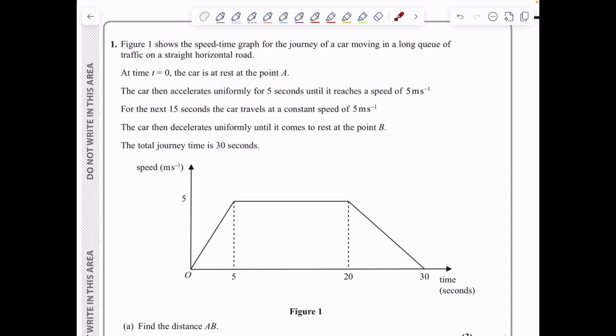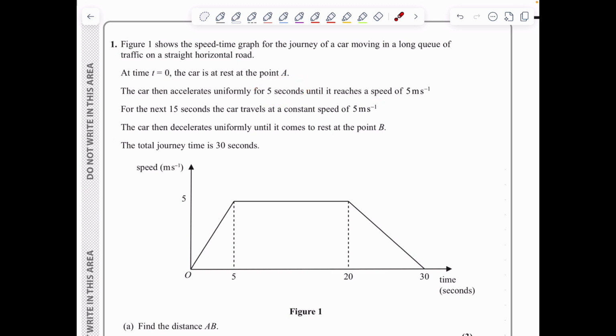In question 1, we're given the speed time graph for the journey of a car moving in a long queue of traffic on a straight horizontal road. We are told that at time t is 0, the car is at rest at the point A. It then accelerates uniformly for 5 seconds, reaching a speed of 5 meters per second.